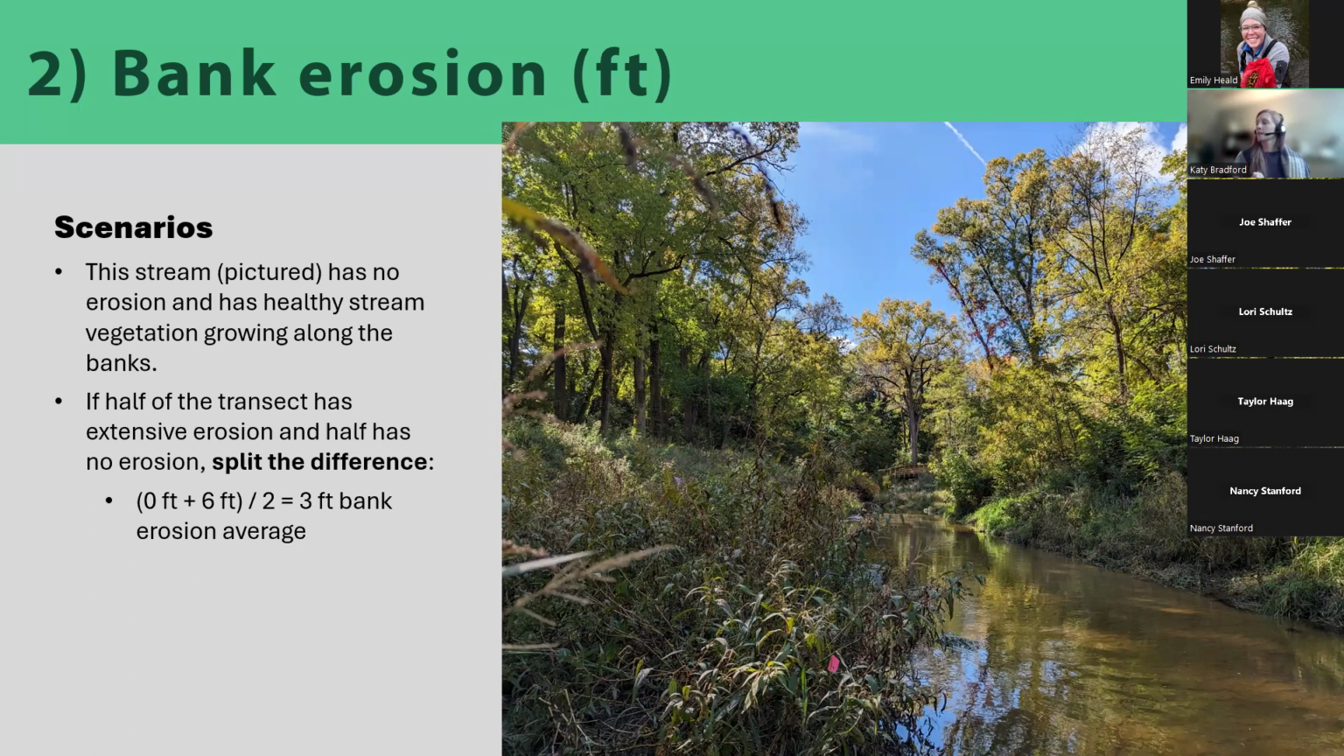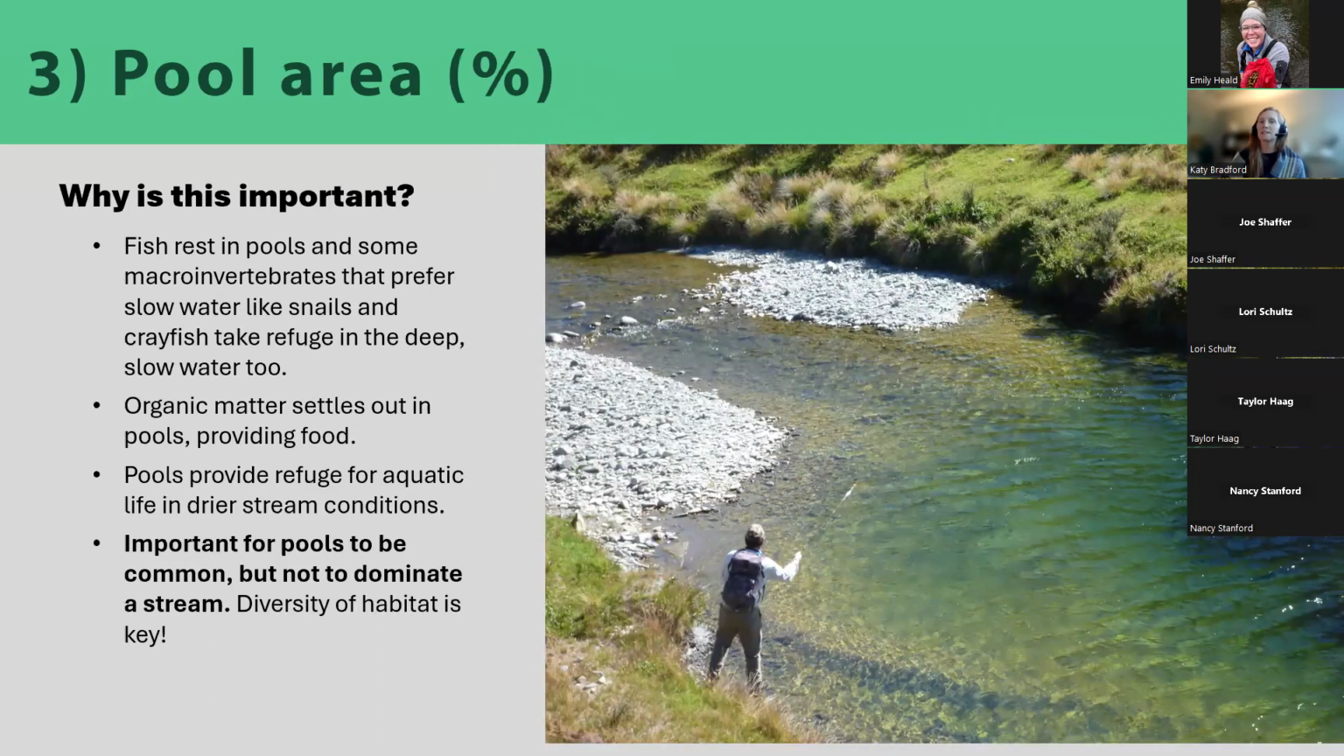This picture is showing a really healthy stream bank without erosion. There's a lot of vegetation on both banks. This is right after a stream restoration too. So they've done some work on an eroded stream. And so again, similar to riparian buffer, if half the transect has a lot of erosion and half has none, you're going to split the difference, and you're just going to have to work with your partner on coming up with a number that feels right. So I know this can be tricky, and this is why we consider this more of a qualitative type habitat assessment. All right, so the third parameter, pool area, percent in pools.